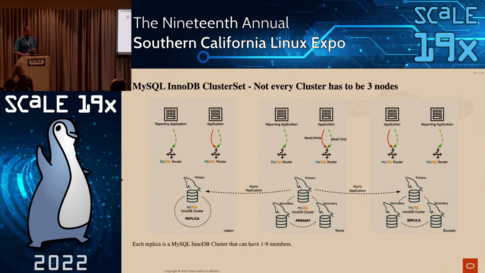You also are not required to have every cluster to have 3 nodes. You can add a third data center with a single node if you want. You won't have high availability in Lisbon, but you can if you want. Nobody's going to prevent it. It just works.